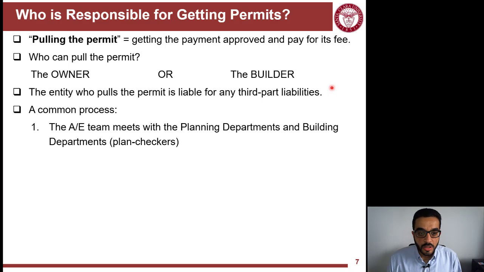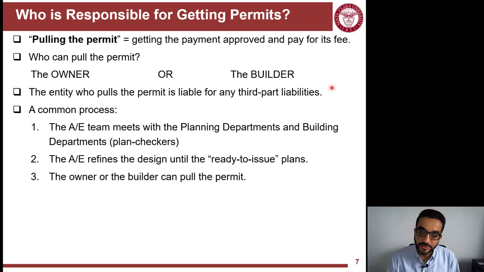So the common process of pulling the permit is that the architect and engineering team will meet with the planning departments and building departments to get early feedback on their preliminary design, until they reach a point where the plans are ready to issue, meaning that once they hand these plans to the owner, the expectation is there will be very minimal corrections needed because they got this feedback from the permitting agency ahead of time. So now the owner can decide, should I pull the permit, or should the builder pull the permit? That's a decision that will be made by the owner, mainly in discussion with the contractor.